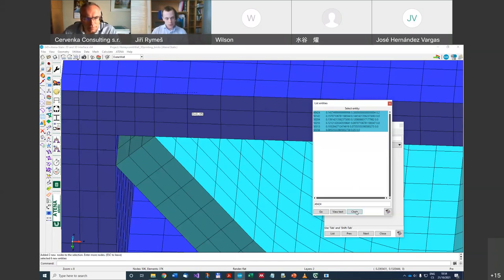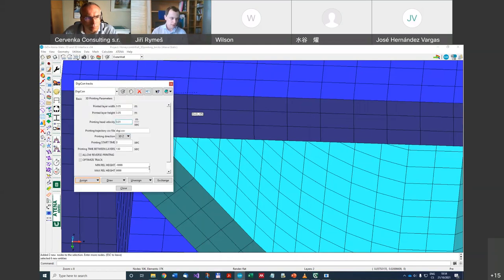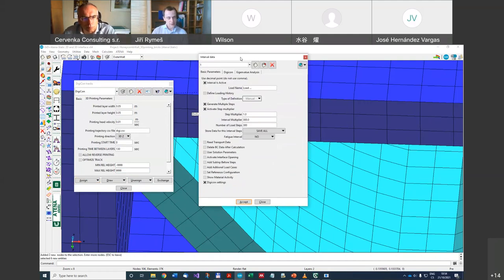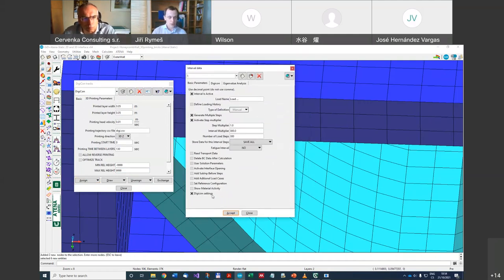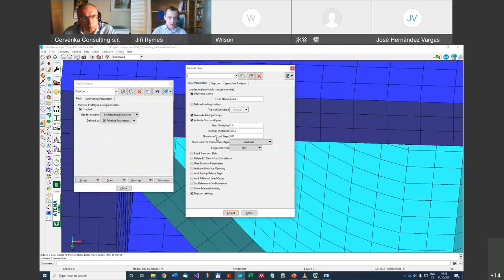So once I set the settings in DGCOM tags, I have this window ready. I can check the interval settings, which again is here. I should be careful about checking the DGCOM settings option. And here you can see that one computation step equals 45 seconds of the printing time. So in total, I have 300 multiplied by 45 seconds. That will be the total printing time.